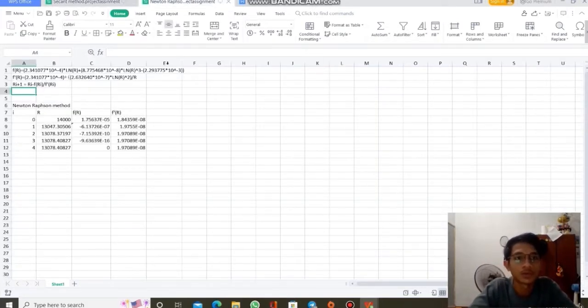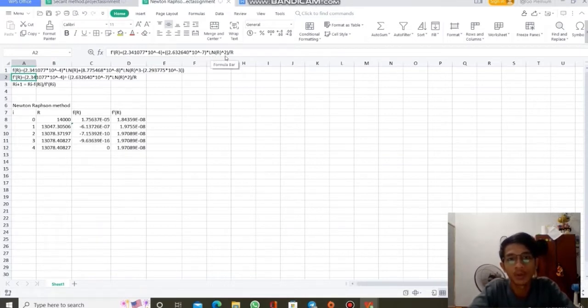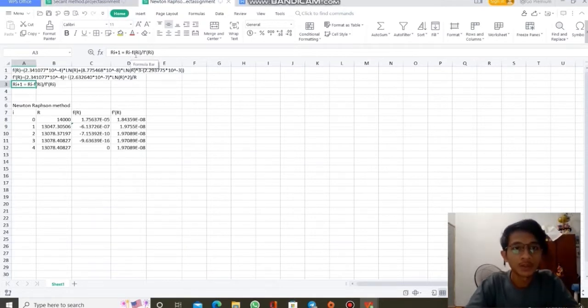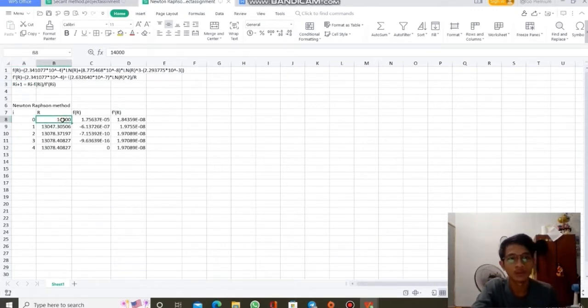Okay, next is the second solution, which is the Newton-Raphson method. So this is the function F(R), same as the first method. So this is the differentiate function F'(R). We get 2.341077 times 10 power of negative 4 plus 2.632640 times 10 power of negative 7 times ln R power of 2, divided by R. So this is the formula to find value R, which is R(i+1) equals Ri minus function Ri divided by function inverse Ri. Okay, the first value that is stated in the equation is value R, which is 14,000.